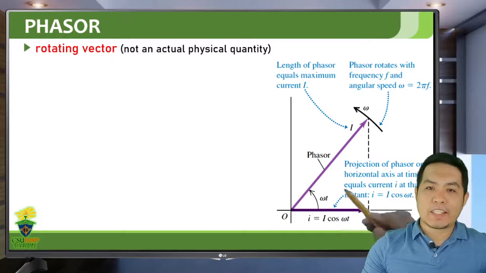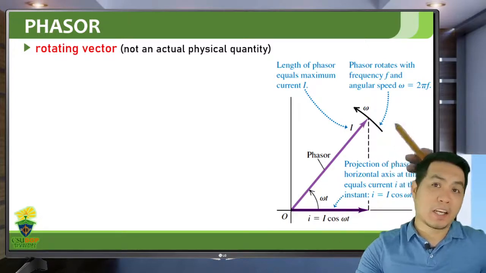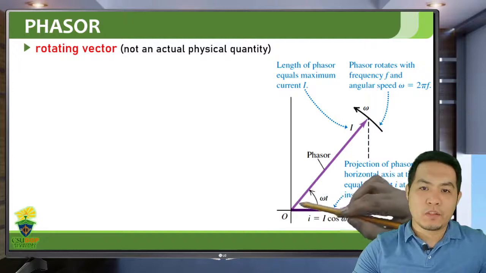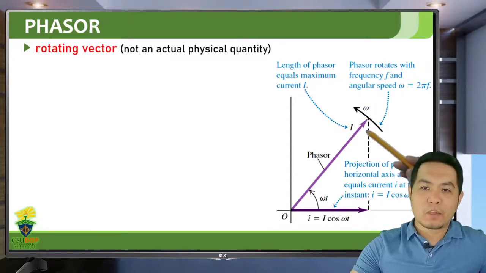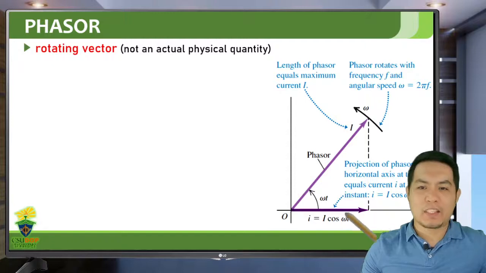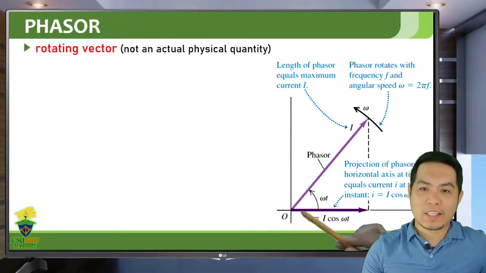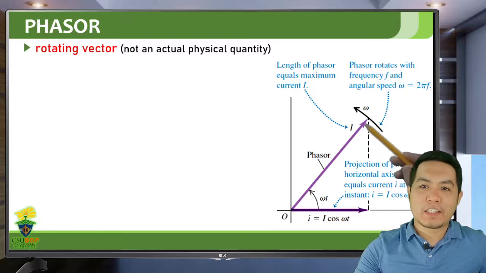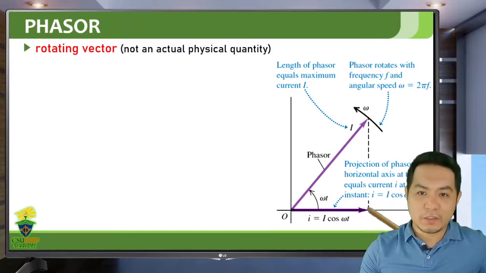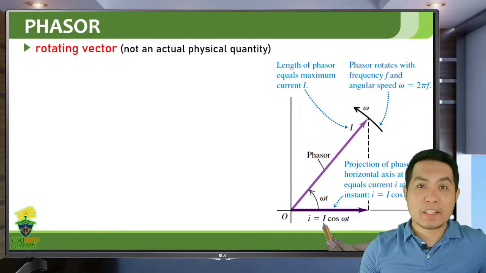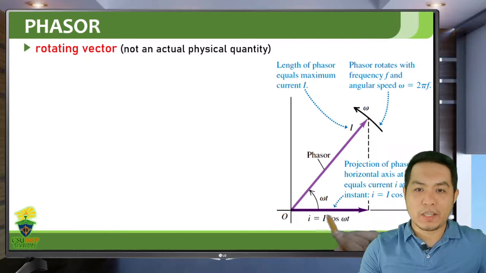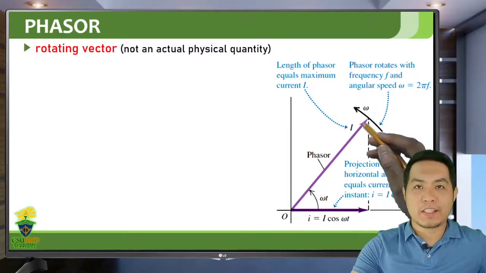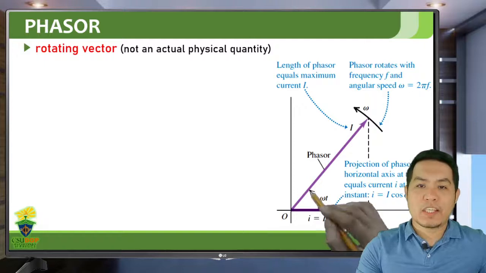For instance, this is the phasor current. Its magnitude or its length is I. This is the maximum current. You will notice that it has a component along this axis, which is the instantaneous current axis. The value of the instantaneous current at a certain instant depends on the maximum current. Just like in taking the component of a vector, it's A cosine theta. In this case, the length of our phasor is I, times the cosine of this angle.